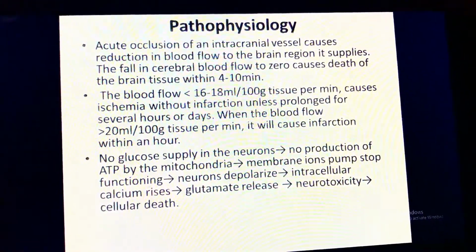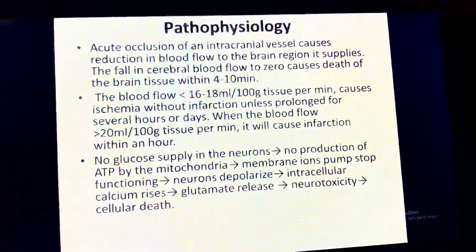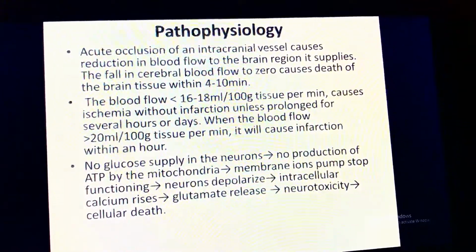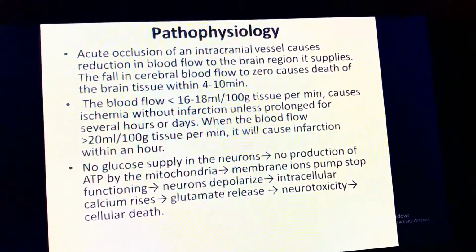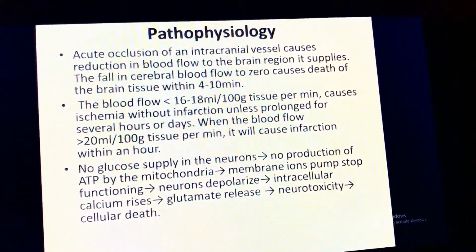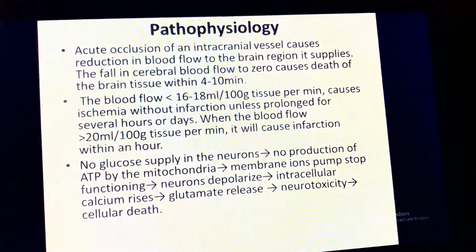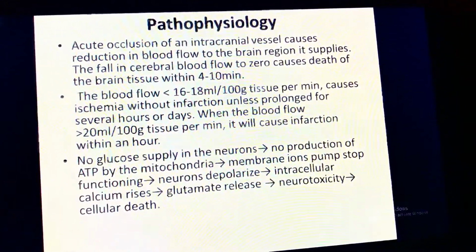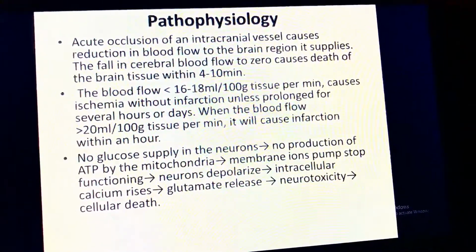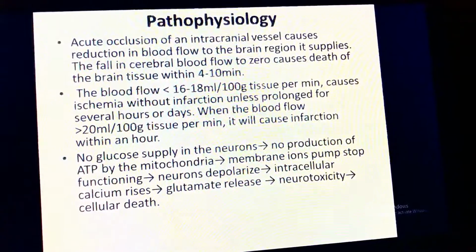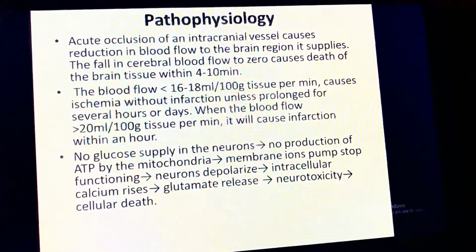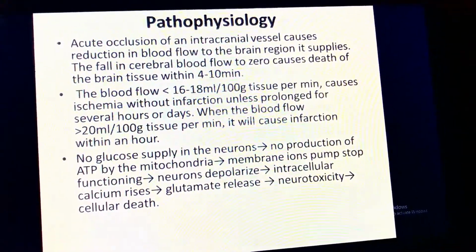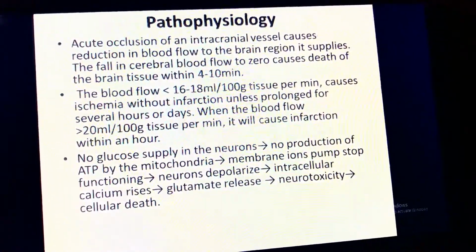Pathophysiology. Acute occlusion of an intracranial vessel causes reduction in the blood flow to the brain region it supplies. The fall in cerebral blood flow to zero causes death of the brain tissue within 4 to 10 minutes. You can see, when the brain lacks blood, within 4 to 10 minutes the cells die. A blood flow inferior to 16 to 18 ml per 100 gram tissue per minute causes ischemia without infarction unless prolonged for several hours or days.